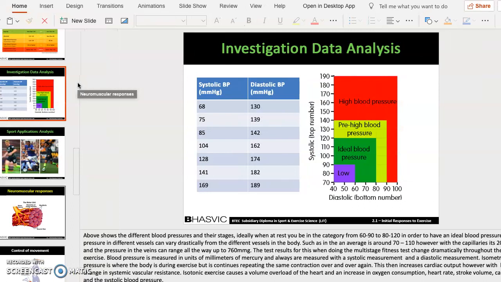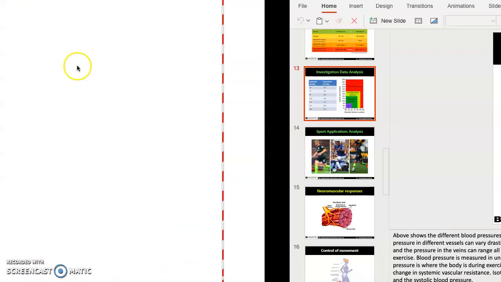Investigation data analysis. Above shows the different blood pressures at their stages. Ideally, when at rest, your blood pressure should be in the category from 60 to 90 to 80 to 120 in order to have an ideal blood pressure.